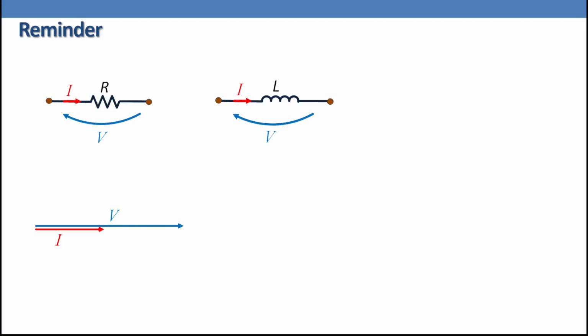If we have a pure inductance L and there is a current going through this inductance, the voltage across the inductance follows the equation L di by dt. If the current and voltage are sinusoidal, the current lags the voltage V by 90 degrees.